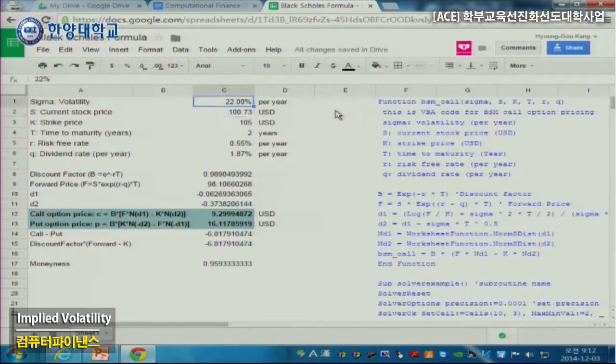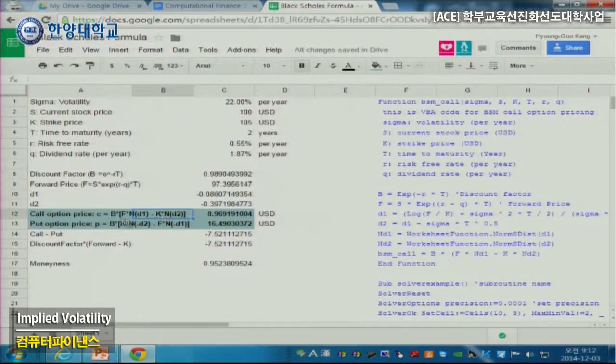Volatility is 22%, the current stock price is, let's say, $100, the strike price is $105, and time to maturity is 2 years, so it expires in 2 years. The risk-free rate is 0.55% per year, and the dividend rate is higher than the risk-free rate, almost 2% per year. Given this information, we can compute the call option and put option price.